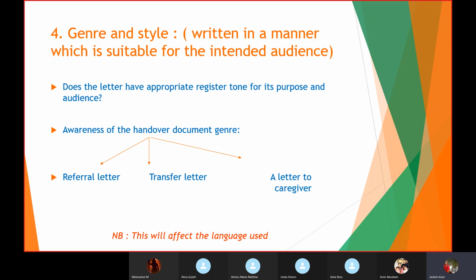So there's nothing fixed that you will write the first paragraph again with admission details. No. If you're writing this letter to a social worker, an occupational therapist, or a dietitian, what's the priority for them will come first. So you're not going to tell me that he underwent surgery and so on, information which, as a dietitian, may not be relevant for me.